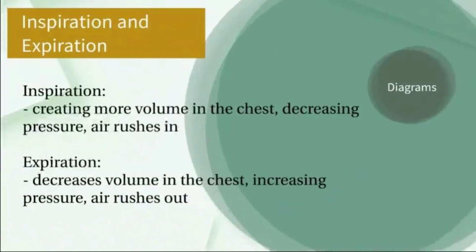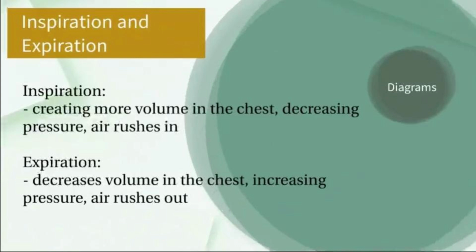And now I'm just going to say that one more time. So the ribs move up and out, the diaphragm moves down. This increases the volume inside the thorax. As the volume inside the thorax increases, it lowers the pressure. The difference between the pressure inside the lungs and the atmospheric pressure creates a gradient, thus causing the air to be forced into the lungs.